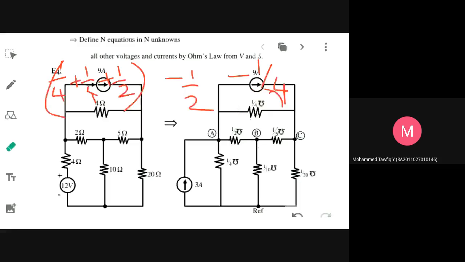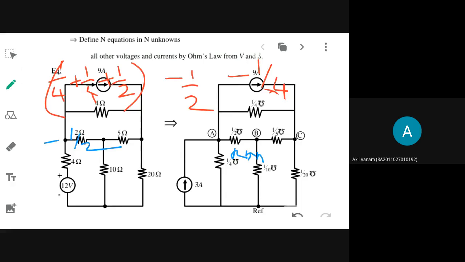Okay, so next, what is R21, that is RBA? Minus 1 by 2. RBA, again minus 1 by 2. Okay, so what is RBB?